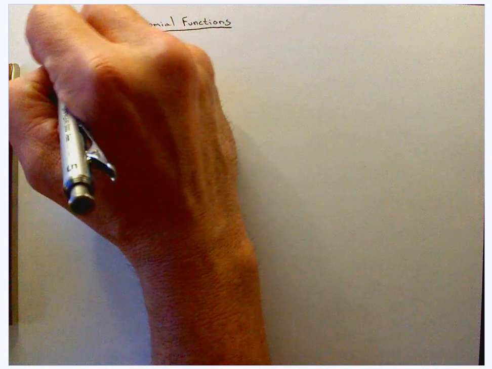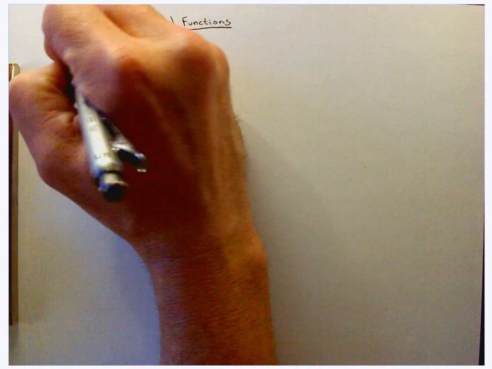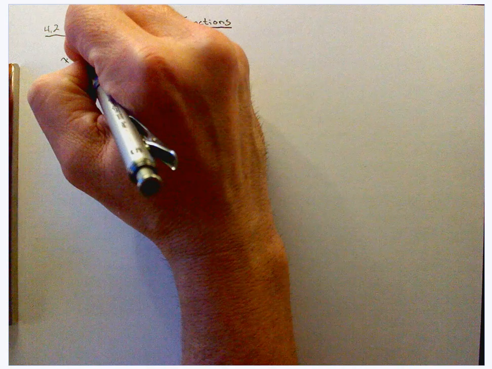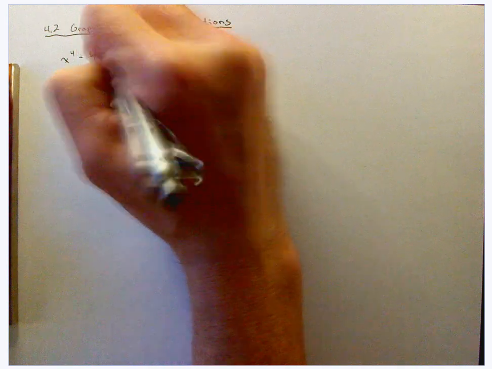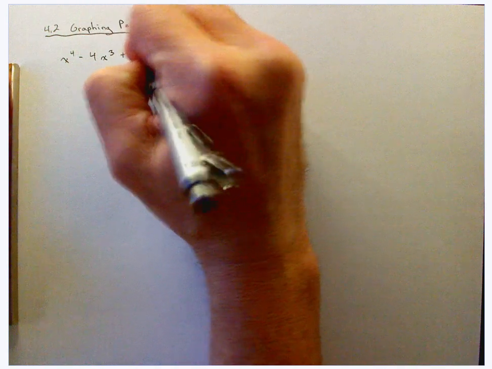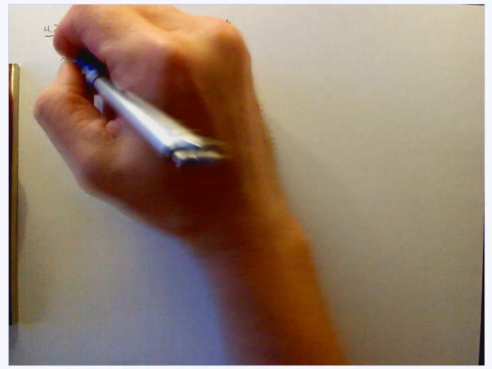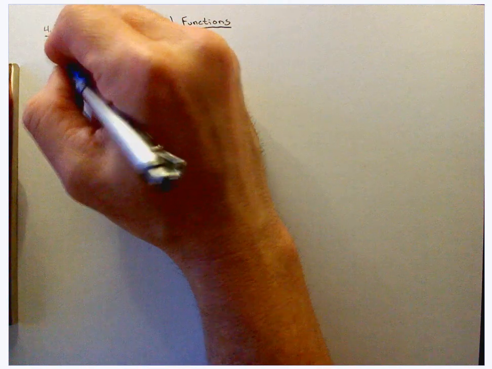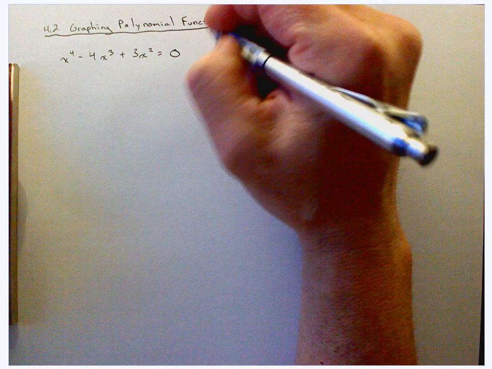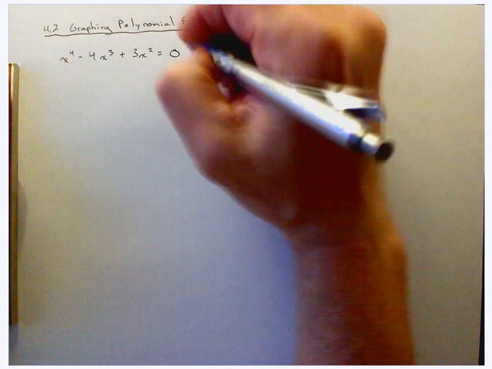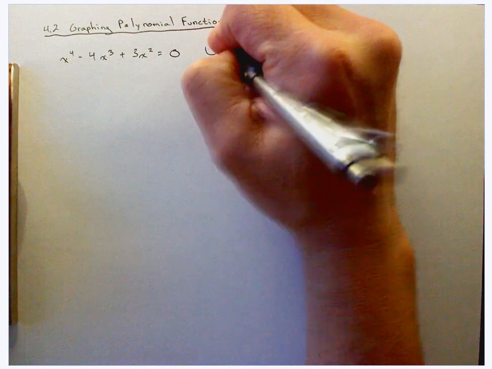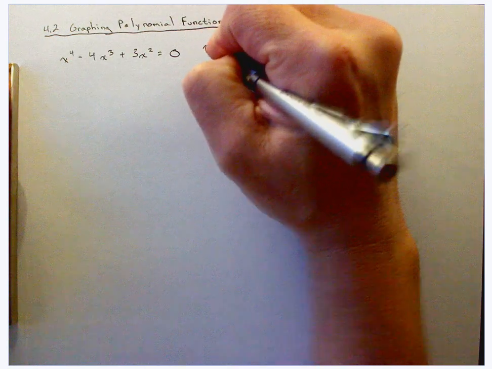I have x to the fourth minus 4x cubed plus 3x squared equals 0. And then I know from my lead term test, I have a 1 and a 4. So positive coefficient, even exponent. I know it looks something like this, and what's going on in the middle, I do not know.